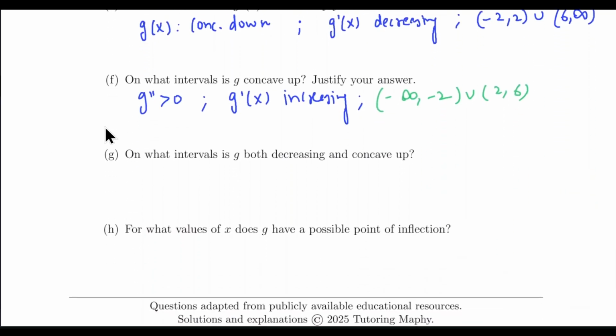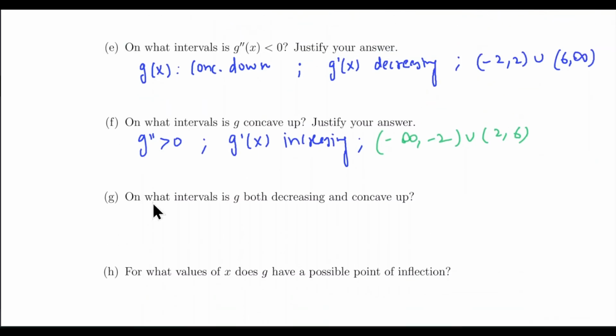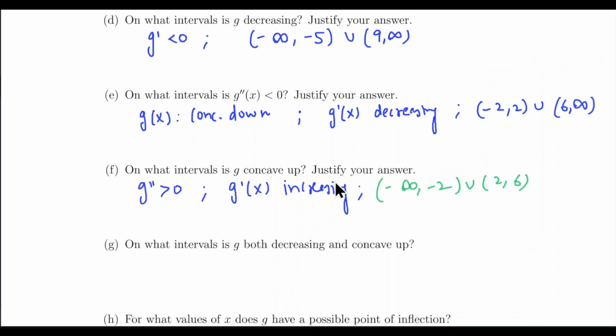And oh my goodness, this question will never end. On what intervals is G both decreasing and concave up? Fortunately, I have both the things right here on this window. G is decreasing here and concave up here. So just find a common interval where both are happy.